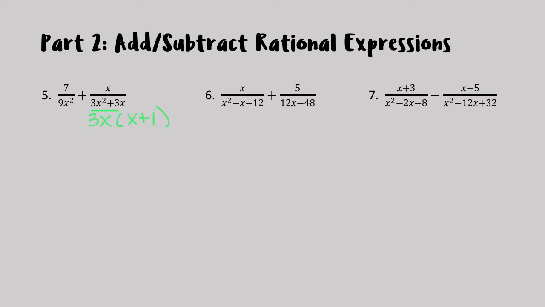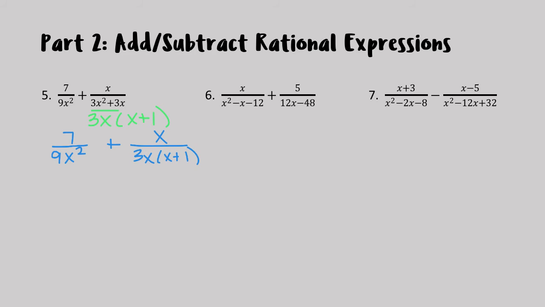Okay, let me rewrite what we have. I can't factor 9x squared or the 7 on top, so that just stays the same. And then I'm going to put the other one now with the factored denominator.